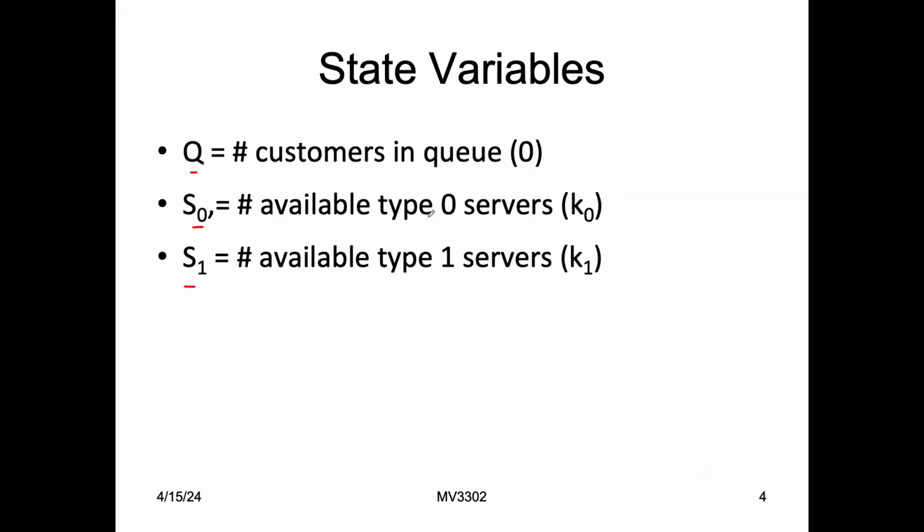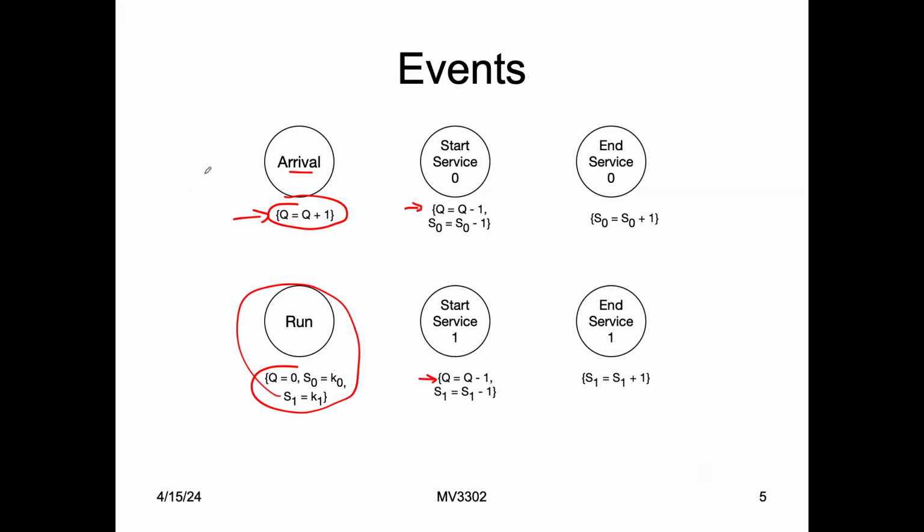But then when we move on to, say, the number of available servers of type 0, what could cause that to change? Well, when it starts service on a server of type 0 on a customer, or when we end service. I lose a server when I start, I gain a server when I finish. And these are not parameters, remember, this is all part of the name. So just be careful about that. And then similarly for the number of available servers of type 1, we either start or we end.